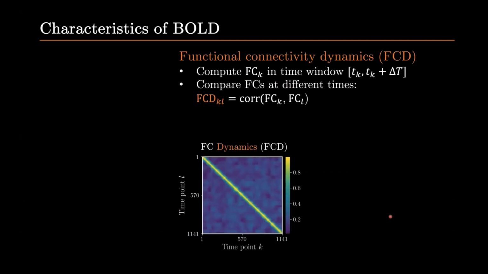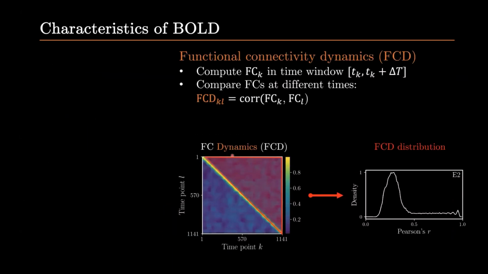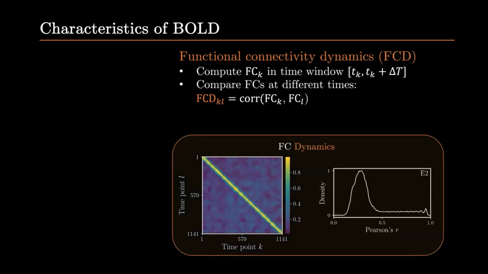And from this functional connectivity dynamics matrix, we take the upper triangle, and we compute the distribution of correlations. In this case, we know that states reoccur with a Pearson correlation of around 0.3. Okay, so this is the last characteristic of BOLD which I will speak about. Of course, you can do even more elaborate things, but these are the three which we took into account for this project.